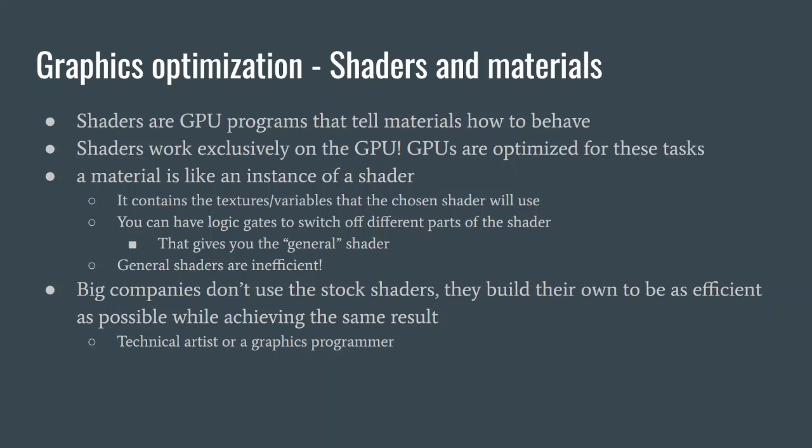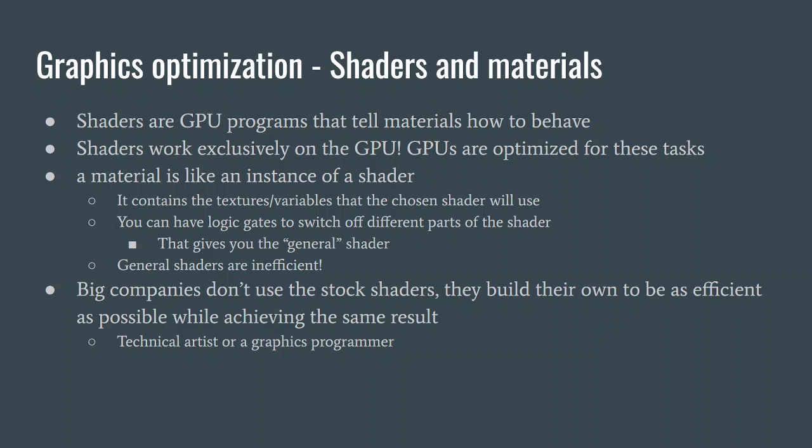Very simply, shaders are GPU programs that tell materials how to behave. Shaders work exclusively on the graphics card, and graphics cards are optimized for these kinds of tasks. The types of things that go into graphics cards are what they're specially made to do. A graphics card is kind of like a specialized CPU that has really specialized circuitry for doing certain types of tasks, like things with vectors and shaders, really, really quickly, way faster than a CPU. It's a specialized CPU type. A material, in Unity's context, is like an instance of a shader.